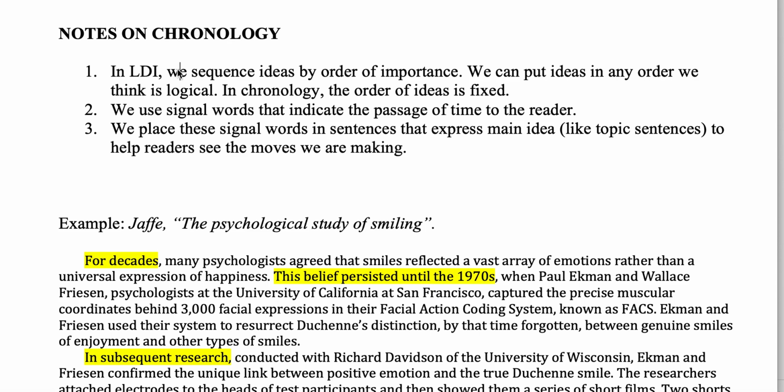In chronology, the order is fixed. Think of something like a recipe. You can't put the sauce in the noodles until the noodles are cooked. We have to follow the steps. We use signal words that can emphasize that passage of time.